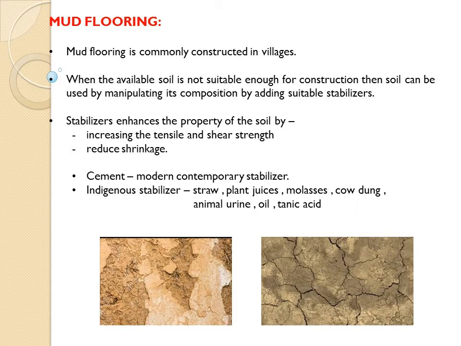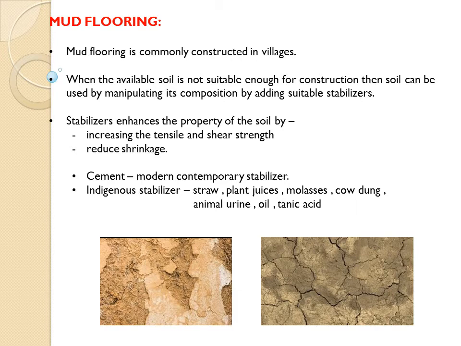Stabilizers are added just to enhance the property of the soil. Why? It increases the tensile and the shear strength and reduces the shrinkage. If you just take soil and plane the surface, you can easily find cracks. The shrinking happens. But when you add some other materials, it doesn't get cracks, doesn't shrink. So that is reduced when the stabilizer is added. So what are the stabilizers added?